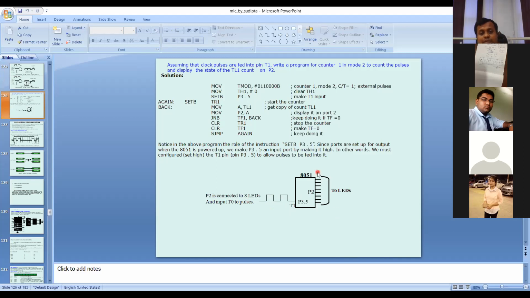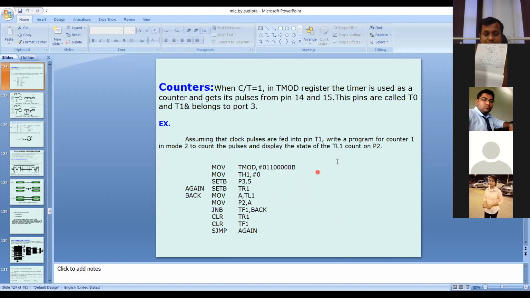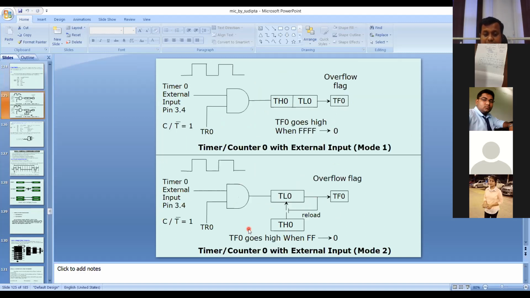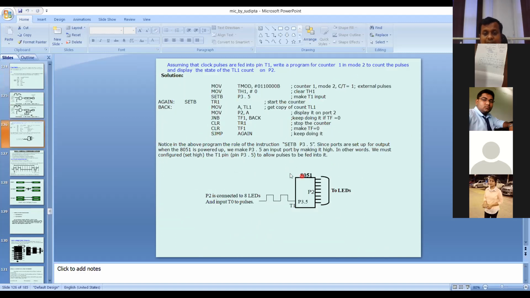So how will this program operate? This program and that program are basically same. Okay, this is just like with a diagram. So how will this program occur? This is a counter operation, not a timer operation. That's why this bit is 1. Means this bit should be 1.